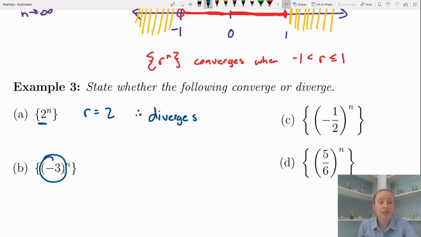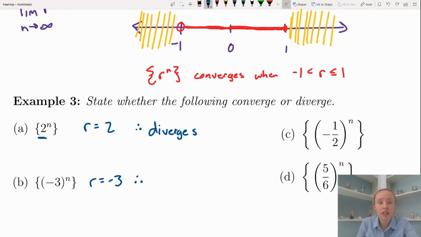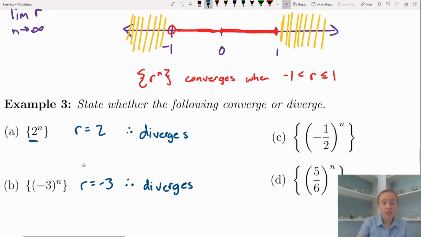Looking at b, -3 to the n, our r is equal to -3. Therefore, since again, we're not falling in this convergence interval, -3 would appear somewhere over here, then we are indeed diverging. And if I wanted to explain the sequence a little more in depth, that negative r to the n would be oscillating, whereas up above in a, it would just be monotonic and increasing. In b, we'd be oscillating, but still not bounded.